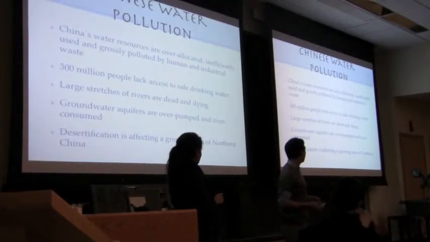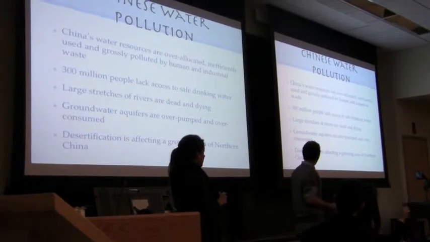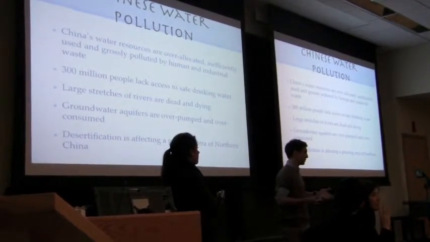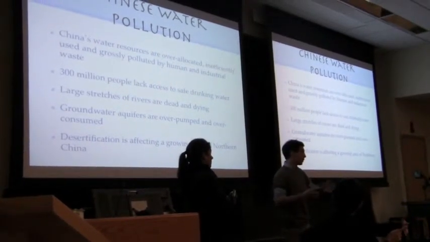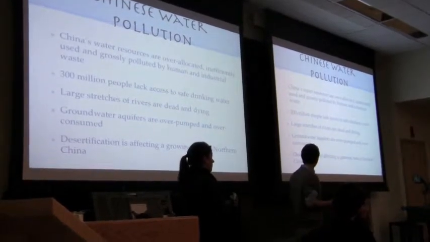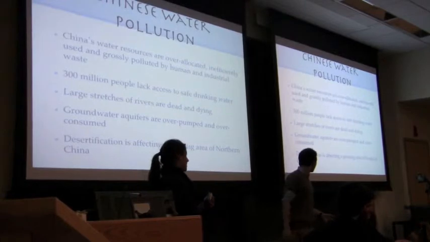300 million people lack access to safe drinking water in China. It's an astounding number. Large stretches of rivers are dead and dying just because the pollution is so overdone. They've gone so far into pollution that recovering the rivers is almost impossible. And we'll show you some really scary pictures of that later on.